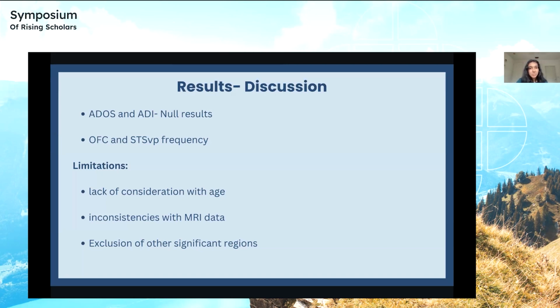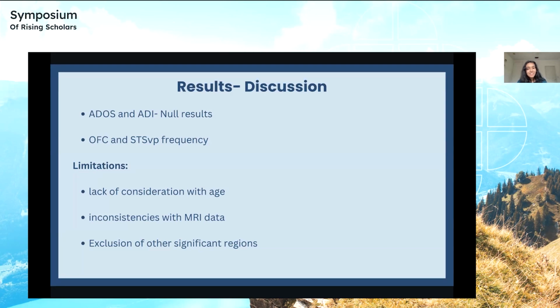Some of the limitations that we were able to find in our study were the lack of consideration with age. Although the growth of the brain is definitely impacted by the age that a person is, because the ABIDE database had a mean age of 15, we did not take that into account, as well as inconsistencies with the MRI data. Now, the ABIDE database has been around since 2007, so inconsistencies will happen to occur due to the amount of changes that have been made since then. Finally, exclusion of other regions. There are many other regions in the brain that are physically affected by autism. However, we only sifted out the most important and significant regions to make our presentation today.